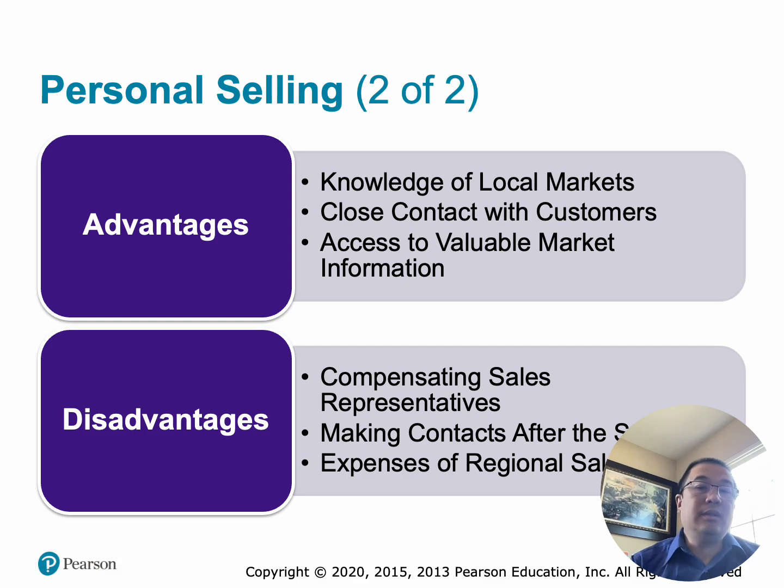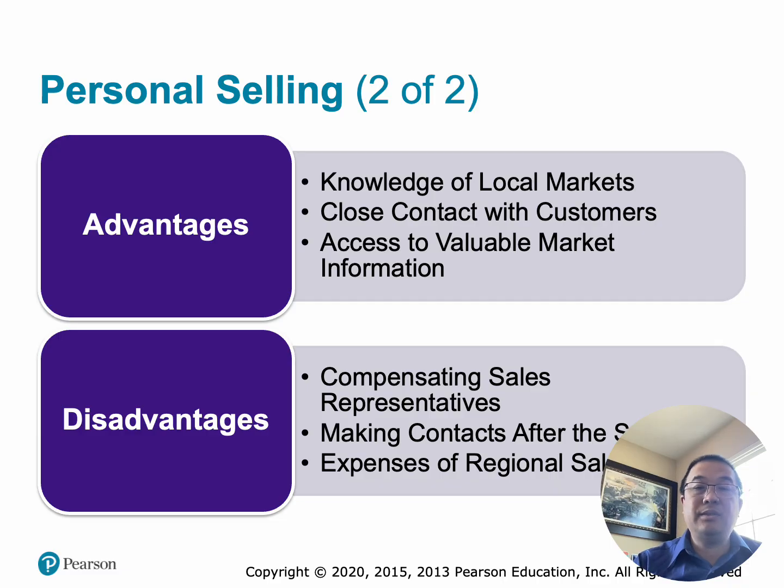Number two, close contact with customers. Personal selling allows direct communication with customers. The benefits include building trust, answering questions immediately, handling objections, and creating long-term relationships. As an example, industrial equipment suppliers often maintain regular face-to-face contact with customers to strengthen relationships.